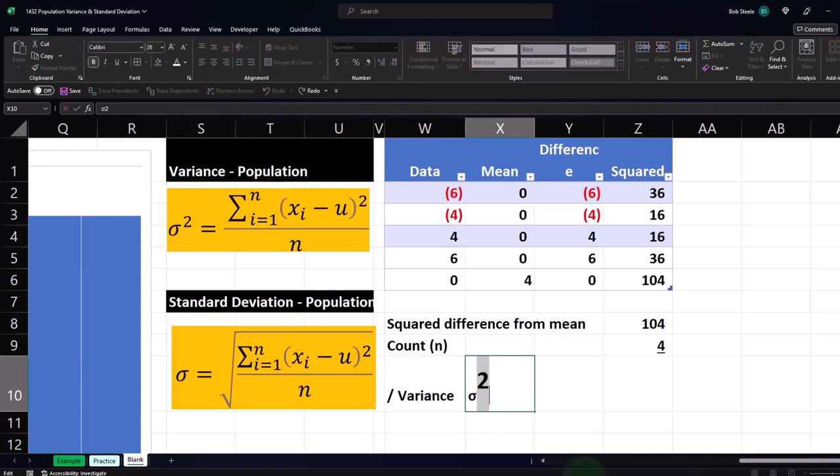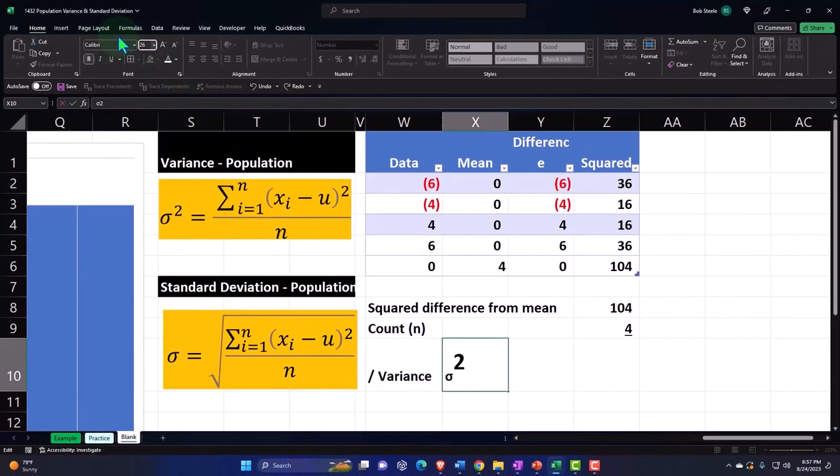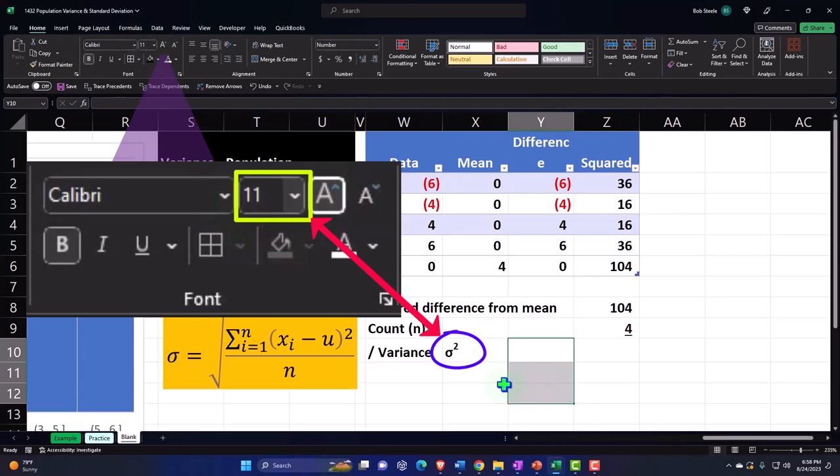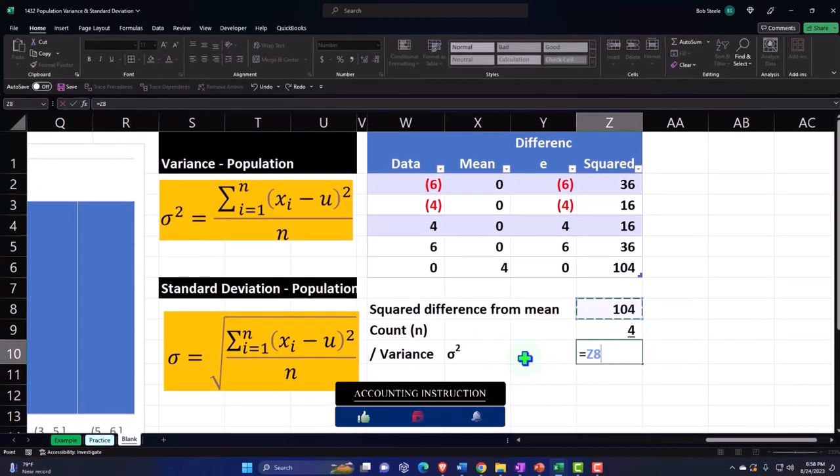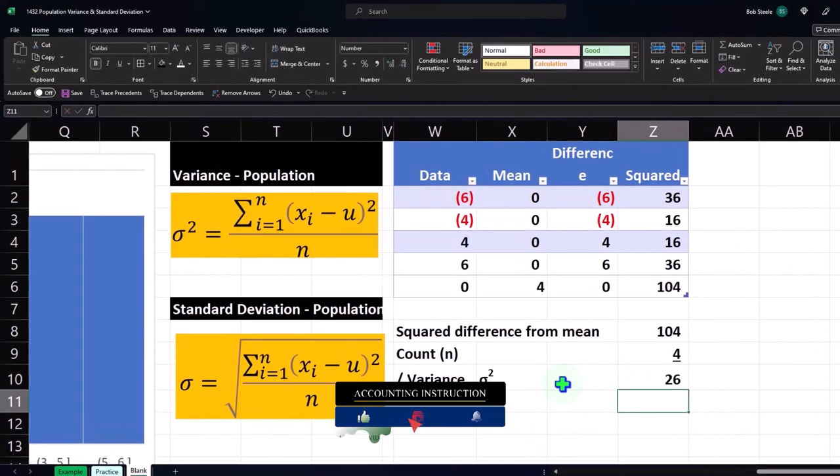It's just the font size got ridiculously large for some reason. Whoops. Let's make this a 2 and bring it down to, I think it was 11 is the font. Number 2 needs to be at 11. Okay. All right. And then that's going to be equal to this over this, 26.